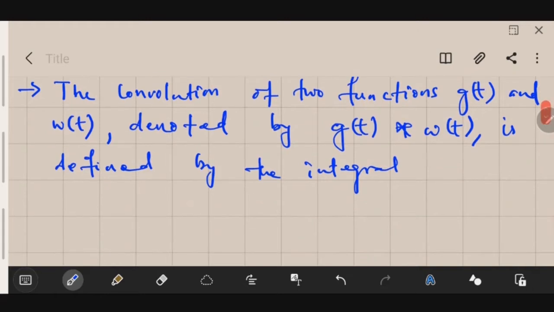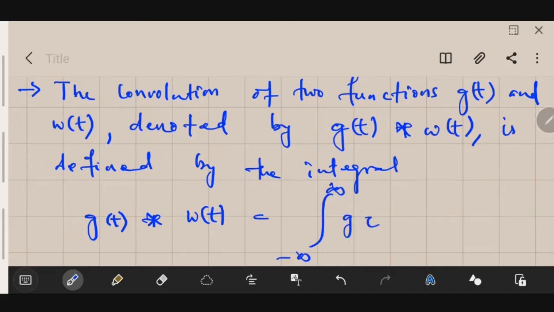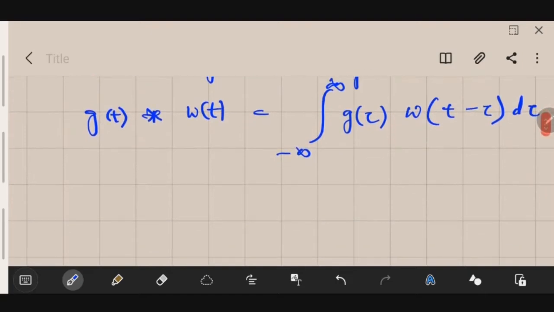How is it evaluated? It is evaluated like this: g of t convolved with w of t is equivalent to the integral from minus infinity to infinity of g of tau, where the variables have been changed, times w of t minus tau, d tau. So what does this mean? Practically, what does this mean?